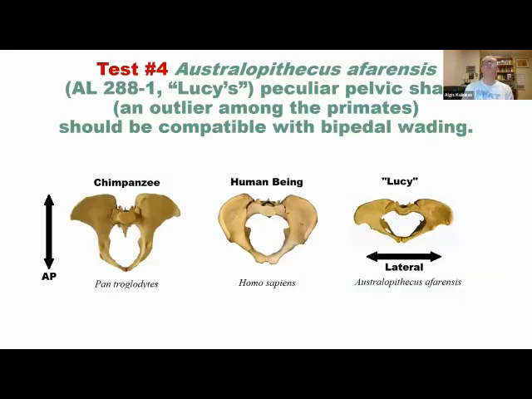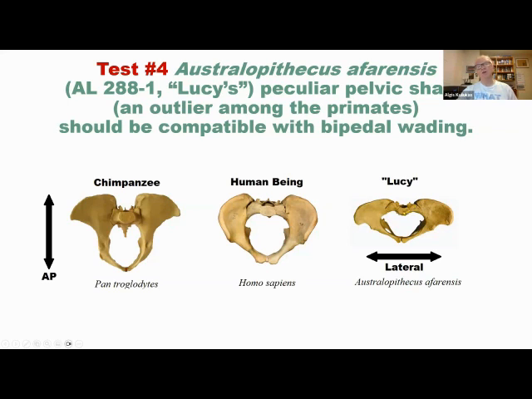Okay, on to test four. The fourth test is this business about Lucy's pelvis. Now, Lucy's pelvis, Australopithecus afarensis's pelvis, is weird. It's really odd. It's a complete outlier of all the primates. If I had lots of images of other primates, like gibbons and Cercopithecoidae, you'd find them more like the chimp. In fact, they'd be longer in the AP direction, anterior-posteriorly, and narrower laterally, even than a chimp.